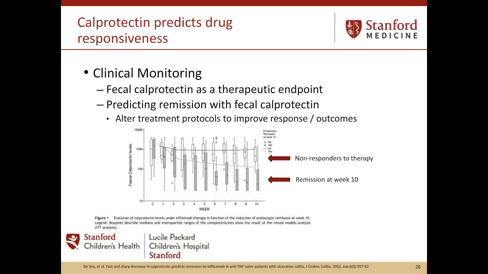In summary, I have really changed my practice in terms of using calprotectin as a diagnostic marker of whether or not to do endoscopy at the time of diagnosis. And then secondly, I am using calprotectin as a monitoring biomarker for how a patient does over time.